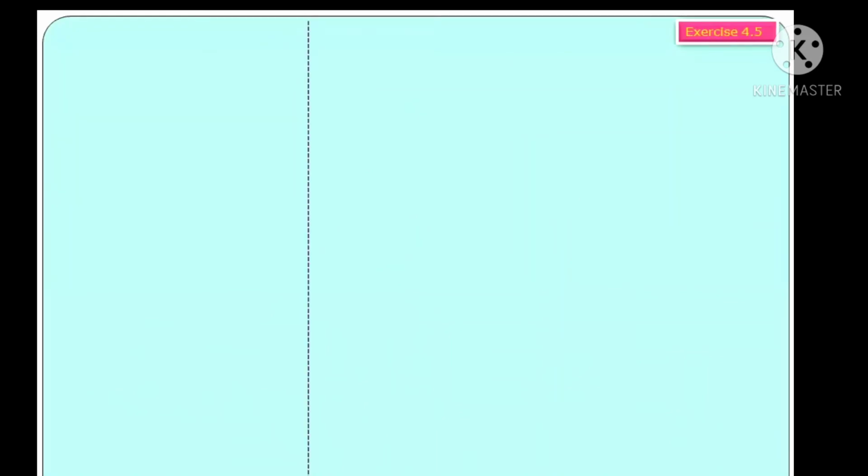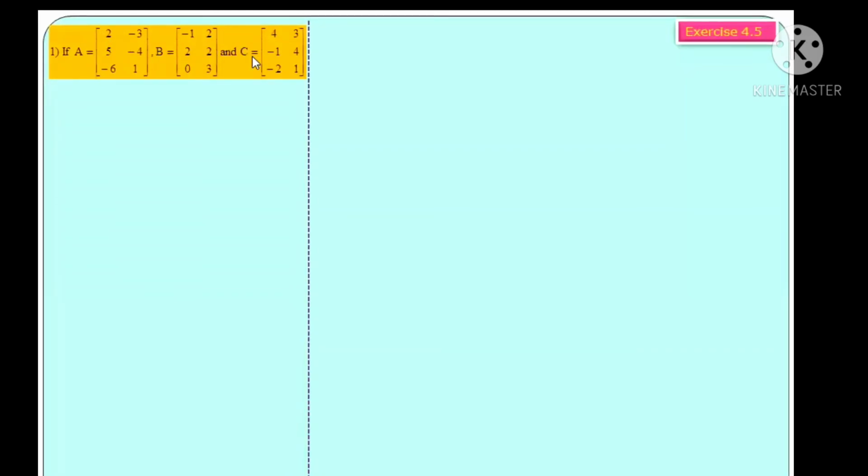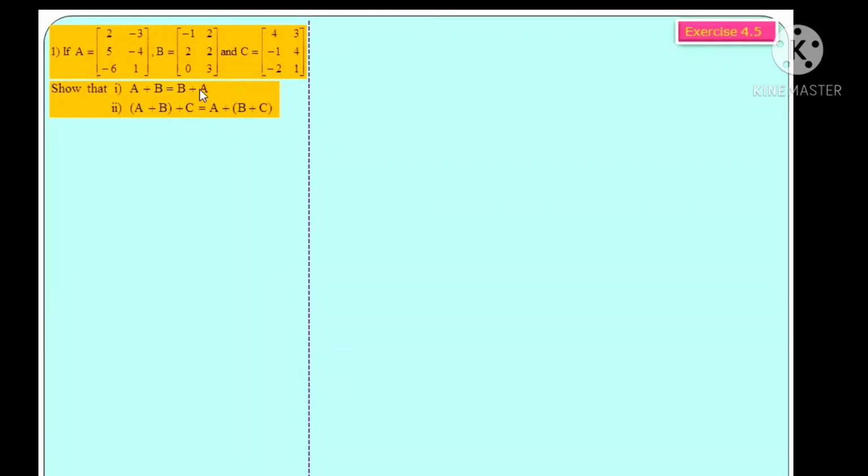Problems from exercise 4.5. Question here. Matrix A, matrix B, and matrix C, three matrices are given. Show that A plus B is equal to B plus A. That is the commutative law. And second, (A plus B) plus C is equal to A plus (B plus C). Only the brackets change, and that is related to the associative law.